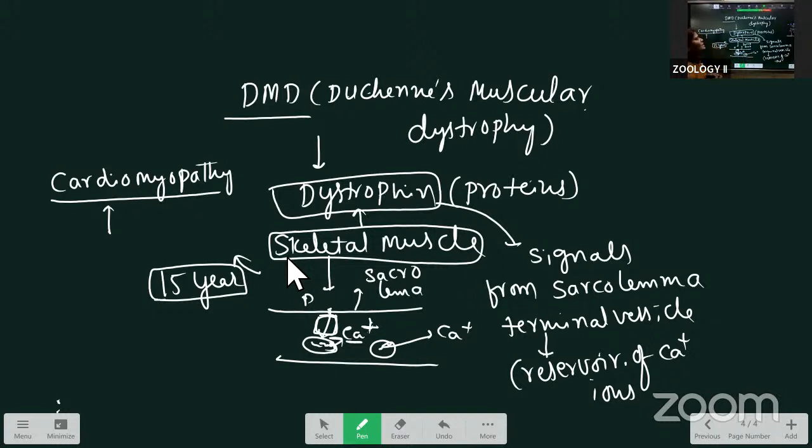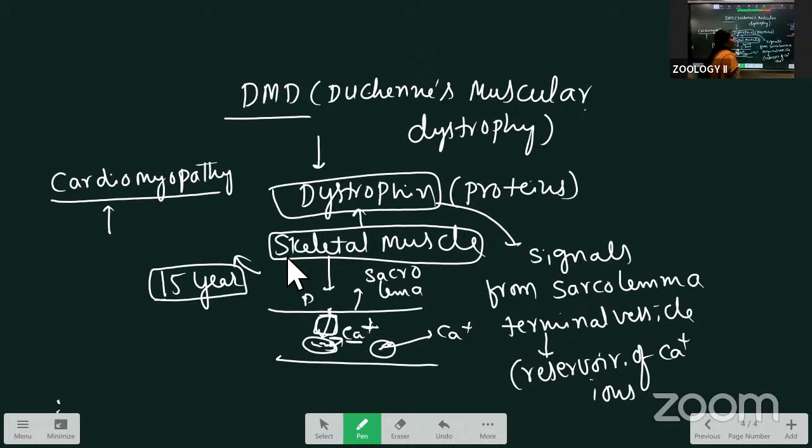That results in poor muscle contraction. That means the persons are not able to walk properly. And in severe cases, they are affected by cardiomyopathy. This was about the disorders of X-recessive inheritance.